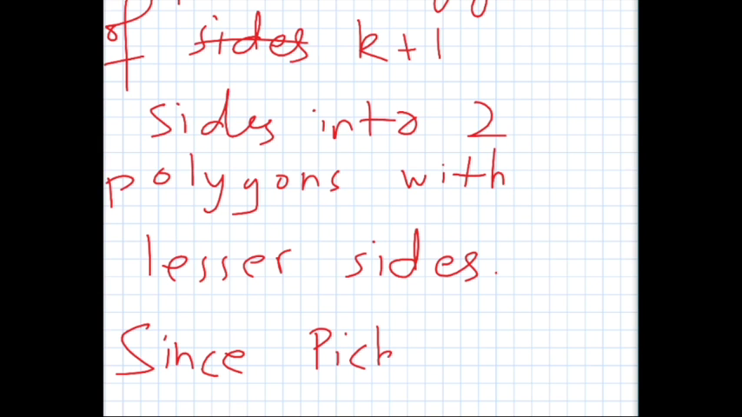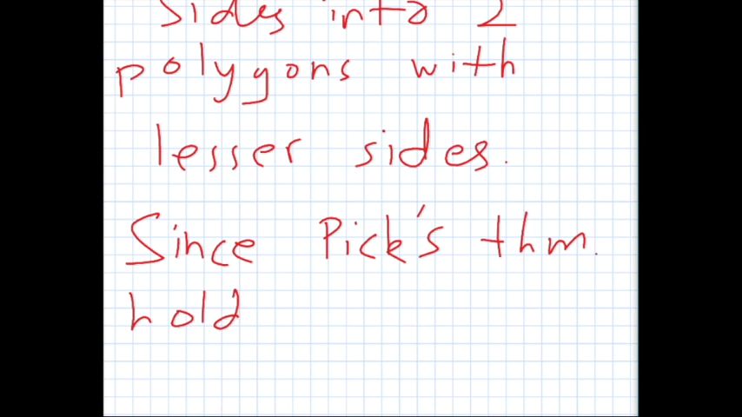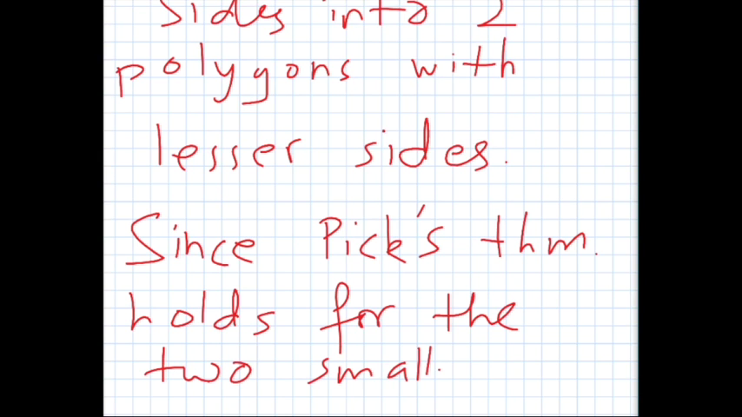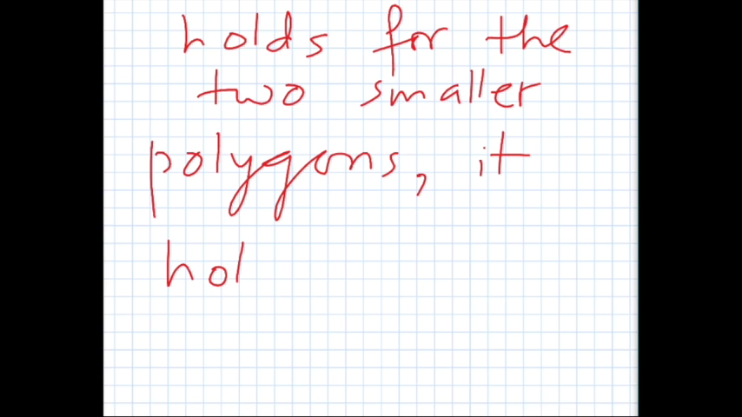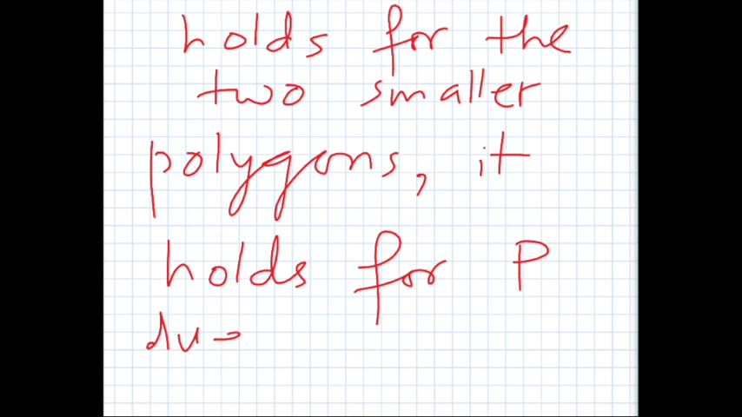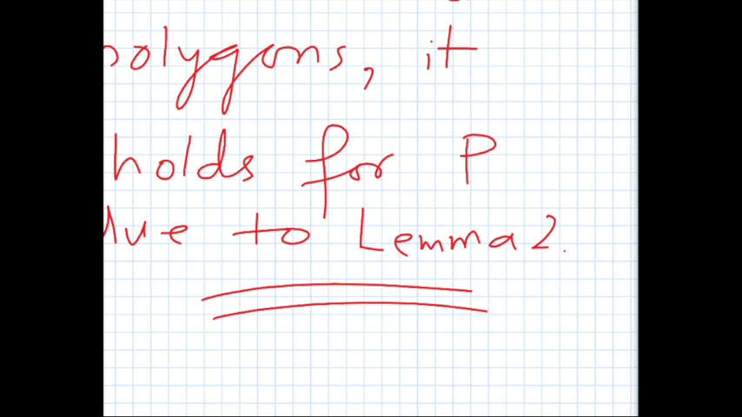So since Pick's theorem holds for the two smaller polygons, it holds for P due to lemma 2. Okay. So this is a straightforward proof for the inductive part.